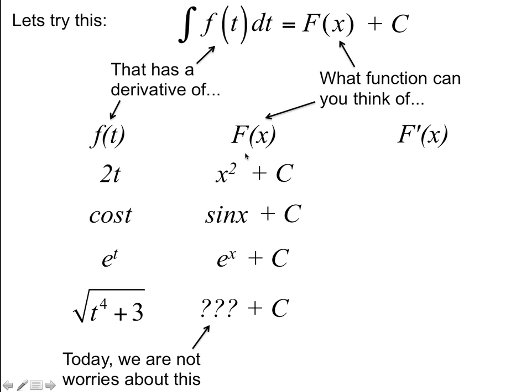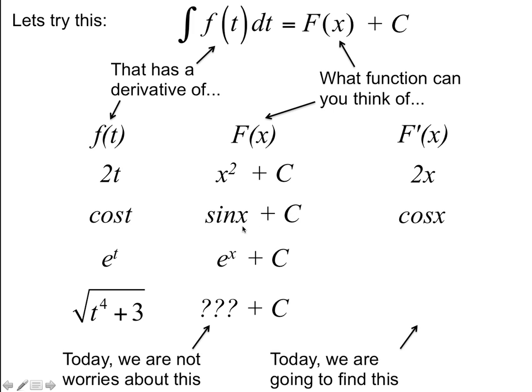So for instance, if I took x squared plus c, where we can think of the c as like x squared plus 7, and I took its derivative, it would just be 2x. So what we're going to look for is the connection between 2x and what we started with, 2t. So let's try this for the next function, sine of x plus c. So we can think of this as sine of x plus 18. Take the derivative, we get cosine of x. And let's try it for the next function. We can think of this as e to the x plus 27. And so we take the derivative of that, we end up with e to the x.